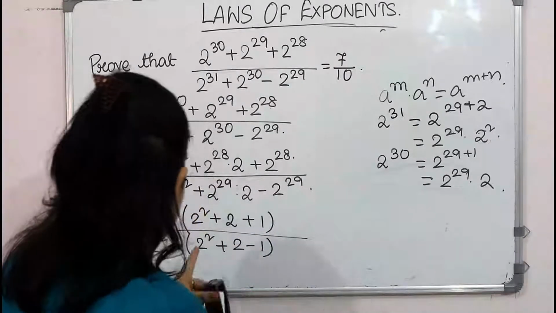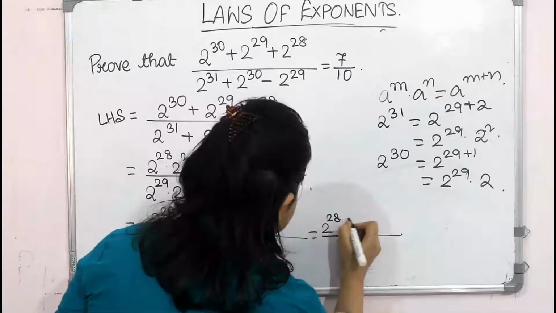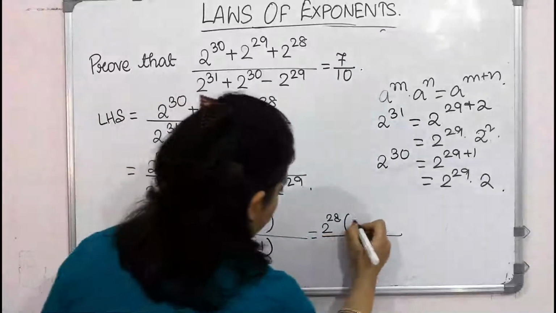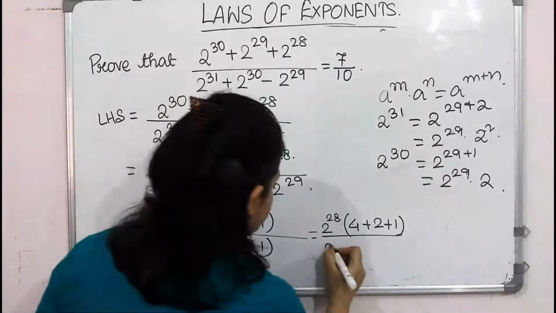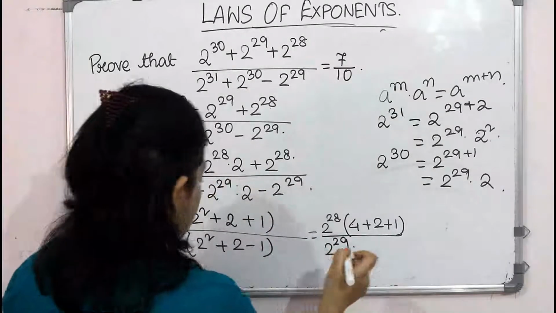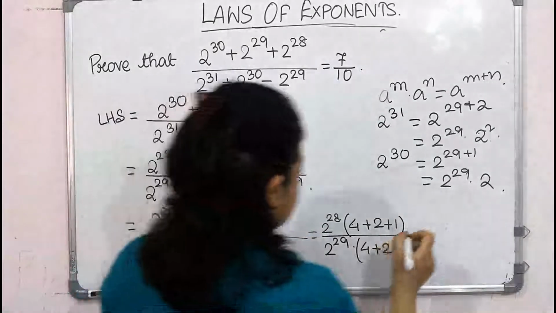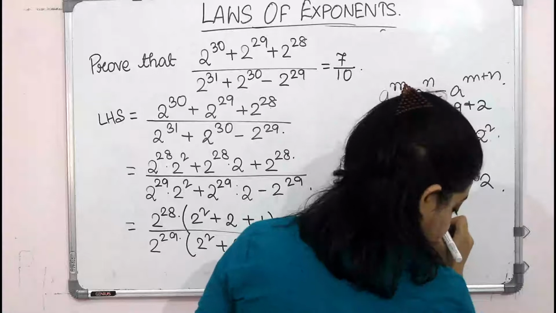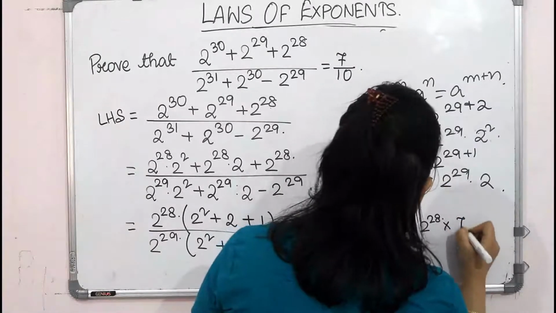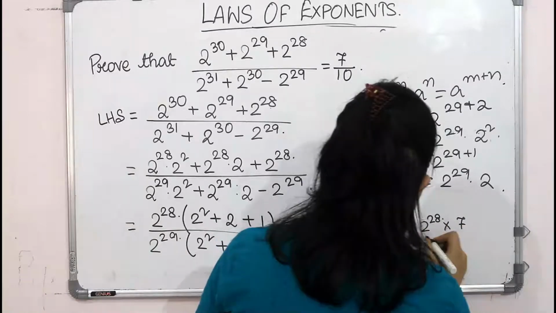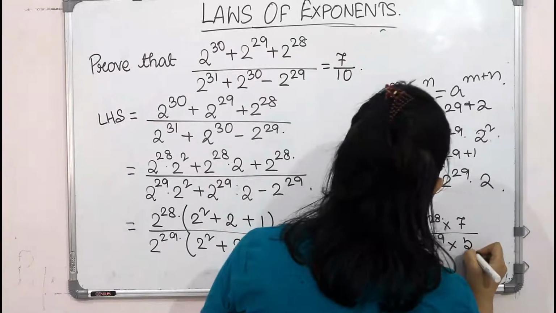Okay, now let's keep 2 to the power of 28 as it is. This is 2 square is 4, plus 2, plus 1. And 2 to the power of 29 we will write as it is, 4 plus 2 minus 1. So this is 2 to the power of 28 into 4 plus 2 plus 1, which is equal to 7, and 2 to the power of 29 into 5.